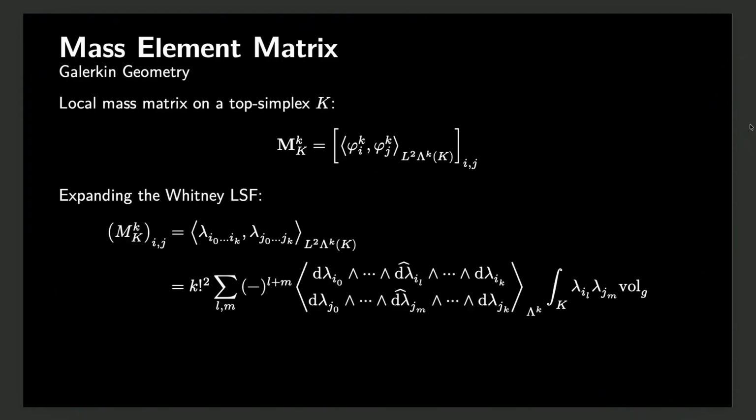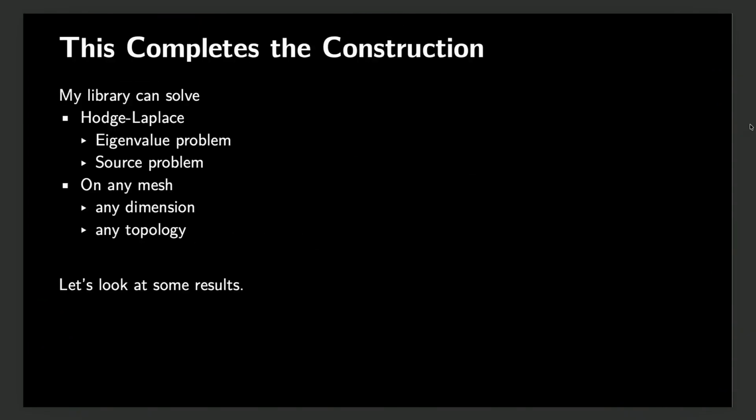And if you look at the local mass matrix and use the Whitney local shape functions and expand its definition, then you can rearrange, and this is basically the expression you arrive at. This is a constant term because derivatives of barycentric coordinate functions are constant, and then there's only this integral left of two barycentric coordinate functions for which an analytic solution is known, so all of this can be done analytically, no quadrature needed. This basically completes the whole construction.